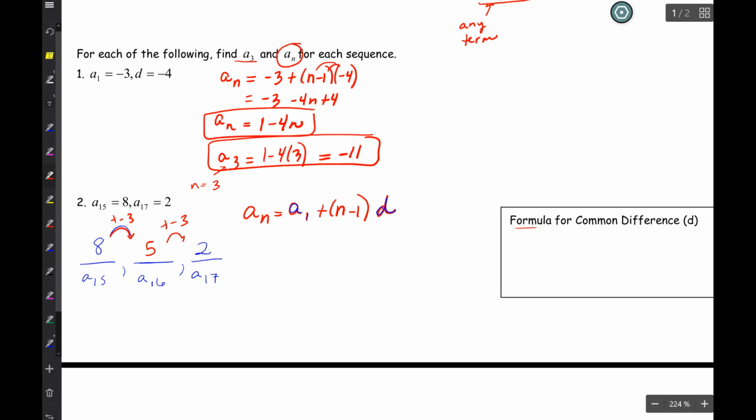Some of you can just figure it out, but as the numbers get larger, you might want to have a formula to help you. So the formula for finding the common difference is, you can take the difference in term values, and divide it by the difference in term numbers.